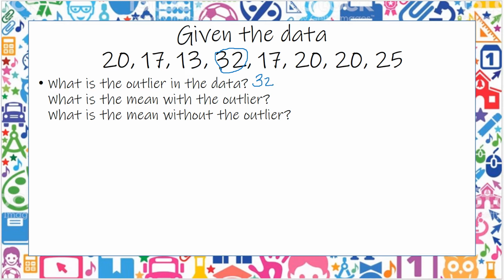And what is the mean with the outlier? We're going to add them all up. So we're going to say 20 plus 17 plus 13 plus 32 plus 17 plus 20 plus 20 plus 25.